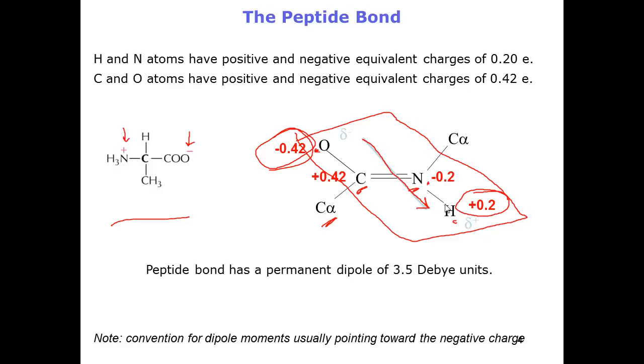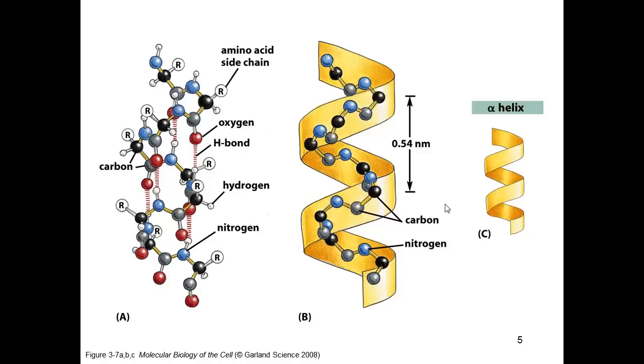And I should just mention that for whatever reason, in biology the convention is different from physics. In biology, the dipole arrow points toward the positive end of the dipole. That's the opposite of what you may have learned in physics class. So we have big dipole moments at peptide bonds.